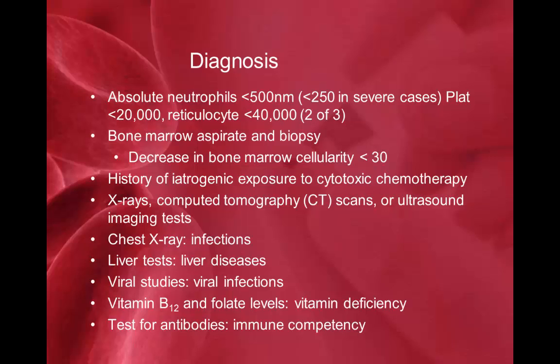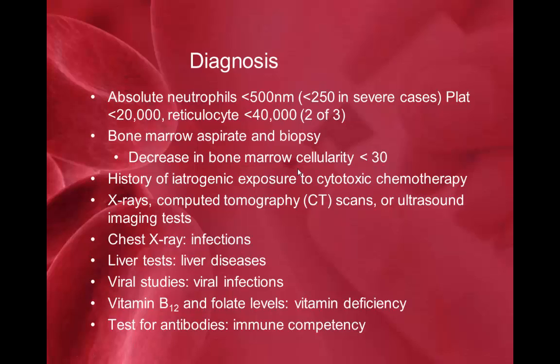Remember that it's suspected if you have pancytopenia or WBC less than 1,500, or platelets less than 40,000. In other literature, you could see less than 50,000. You could do a bone marrow aspirate where you actually see the decrease in bone marrow cellularity.